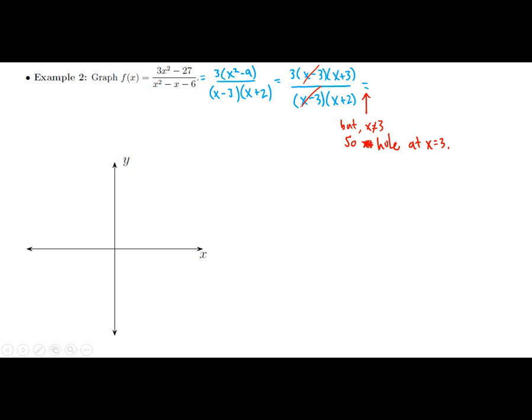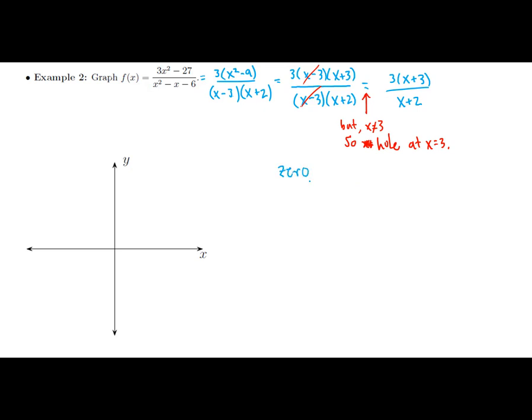But besides that, we really can treat this function as if it looked like this, x plus 3 over x plus 2. Okay? So we can do the rest of our analysis just with that, and then we just have to remember to plug in a hole at x equals 3 when we make the graph. All right, so let's go through here.